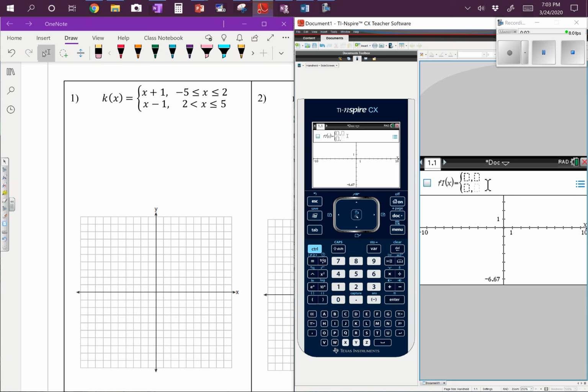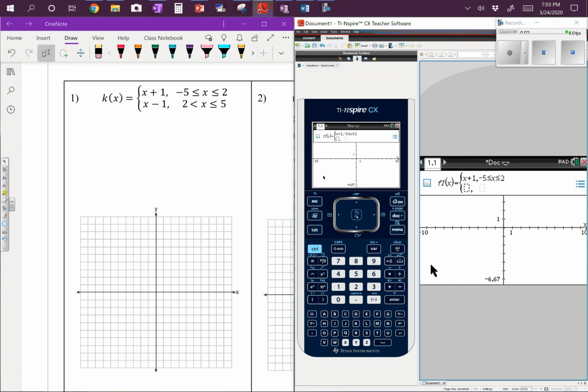Click it and you get this, at which point you then need to fill in the information. So it's x plus 1 in this box. And then in this box we have from -5 less than or equal to x, less than or equal to 2, using control equals for the less than or equal to.